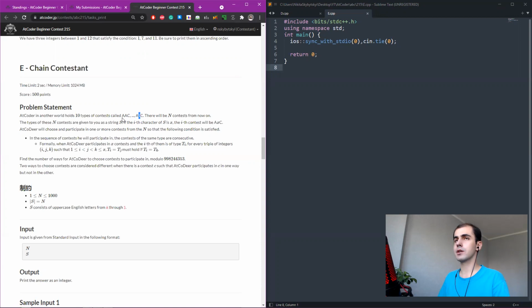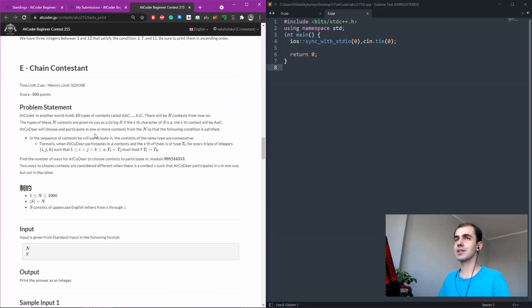It is not immediately clear that the middle, like J, stands for a letter of the alphabet. Excuse me, but it could have been better if you specified this formula. There will be n contests from now on. The types of these n contests are given to you as string s. The ith character of s is x, the type of the ith contest. Okay, AtCoder.